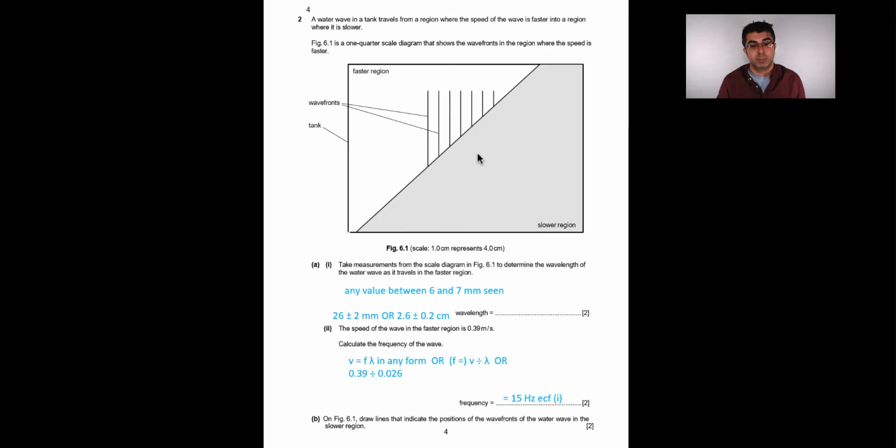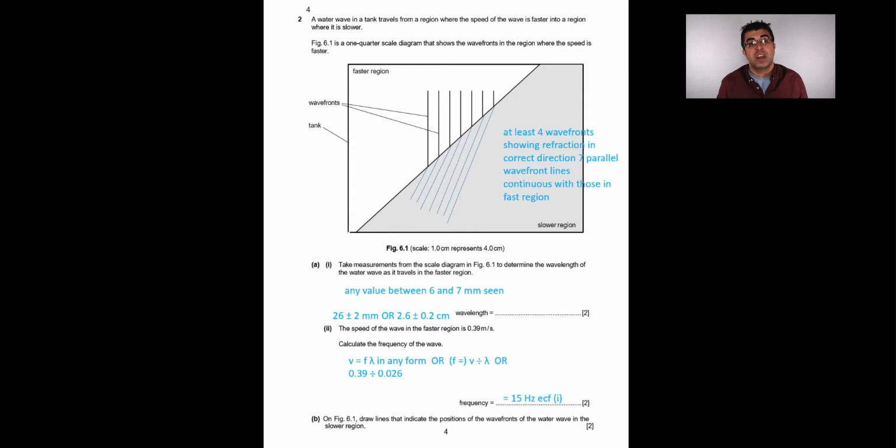On figure 6.1, draw lines that indicate the positions of the wavefronts of the water wave in the slower region. Now, when you go into the slower region, the waves are going to change direction. Think about it. If they're going slower, then surely the waves lag behind the original ones. So there's the original ones, and in the slower region they should be kind of following in behind it.